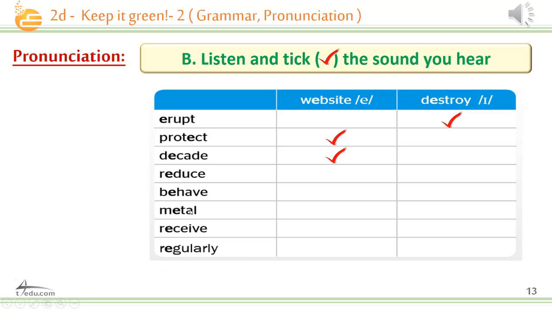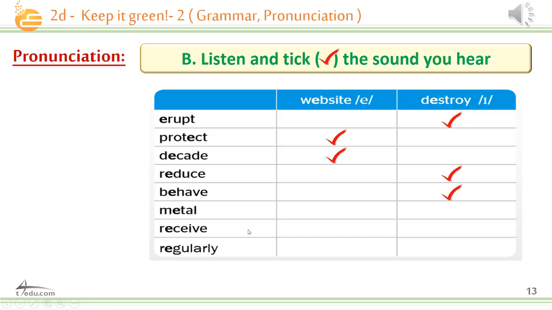So let's see. Behave. Reduce. Reduce. Is it like website or destroy? Reduce. Yes, very good. It's like destroy, an sound. We hear the E sound a little bit. Behave. Behave. Yes, very good. It's like destroy. Yes.